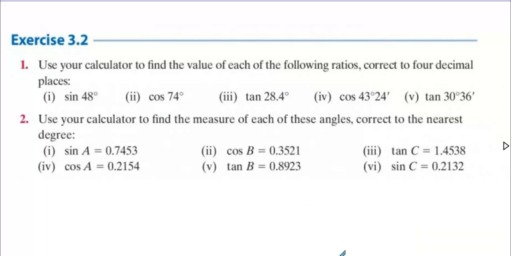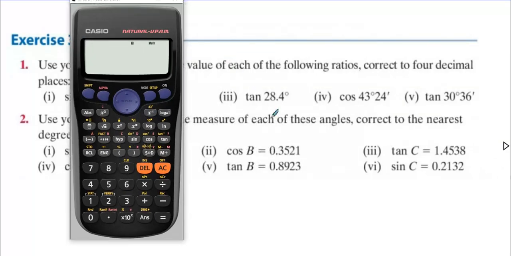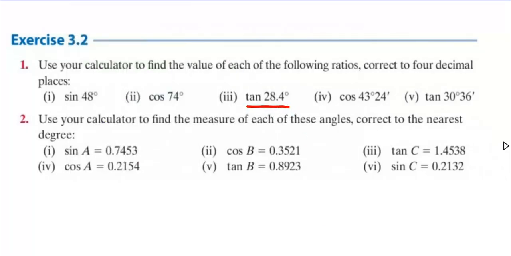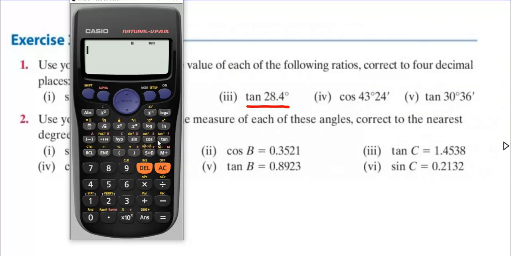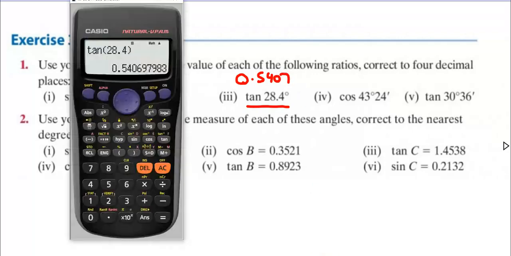Now, here's what we're going to do. Right, gents. First thing we're going to do is find out what tan 28.4 is. Let's go for tan 28.4. We got 0.507. Have we got 0.507? All right. 0.5407. Cool. Right.